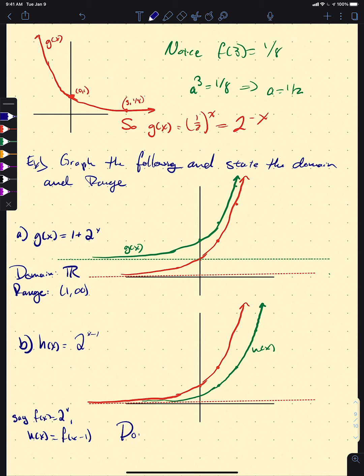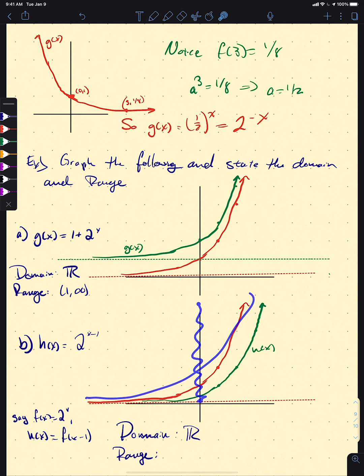Our domain, once again, is all of R, and our range, well, what's our range going to be? For our red graph, we were hitting everything that's positive but not 0, because this tail is never going to hit 0. And on our green graph, we actually have the same situation, right? We're still hitting all of our positive values and never quite reaching 0. So our range is still 0 to infinity.